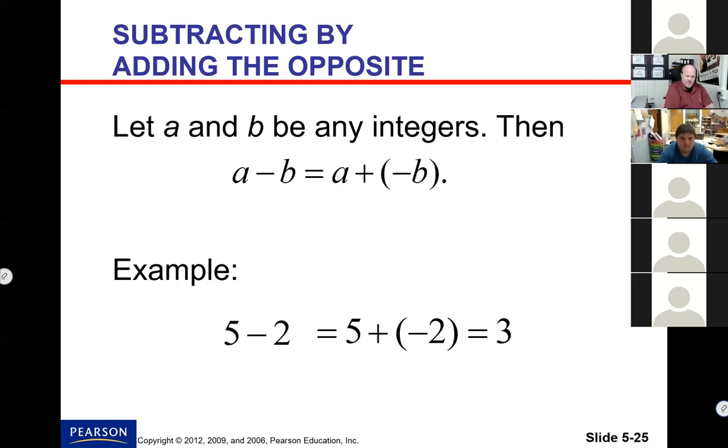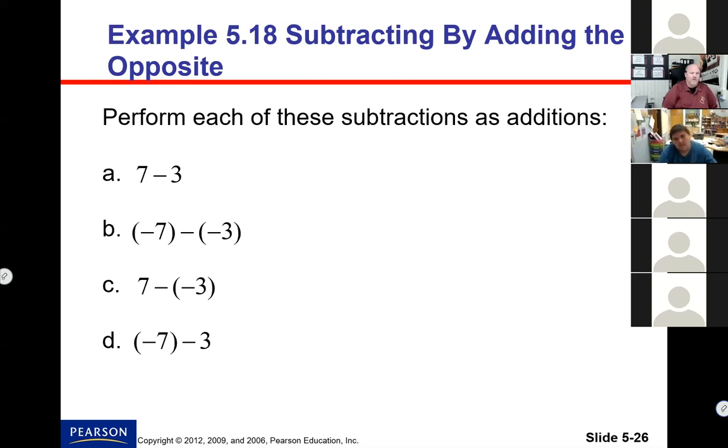Okay. So let's do some examples here. So we've got 7 minus 3. To me, that one's really easy to do. I just go 7, take away 3. If you were to add the opposite, that's what it would look like, 7 plus negative 3. Well, that seems really silly to me, just changing it. Does that seem silly to you at all? Yeah, I would stick with the original method in this case. So you'll see sometimes adding the opposite is not always the best way to do it, okay?